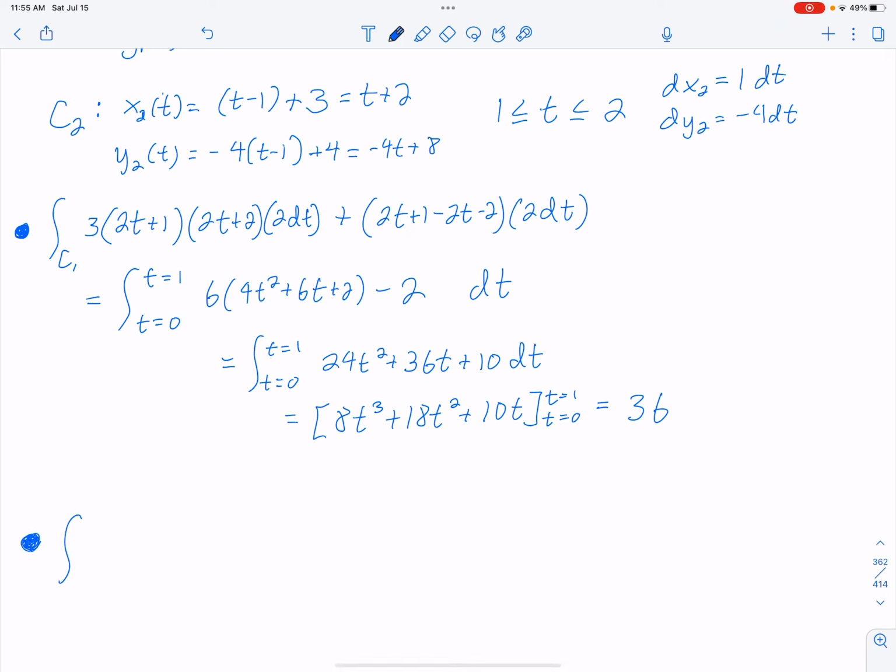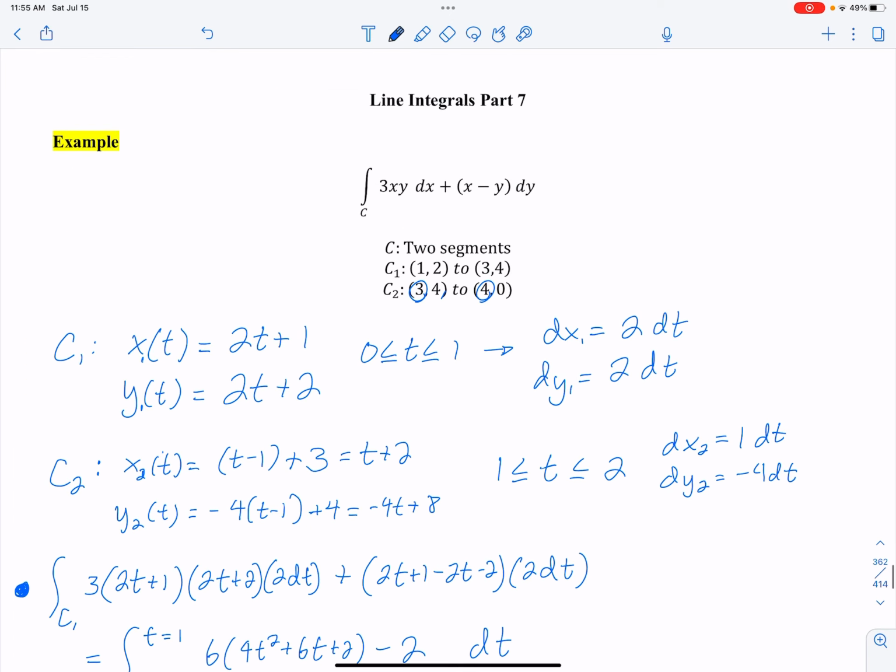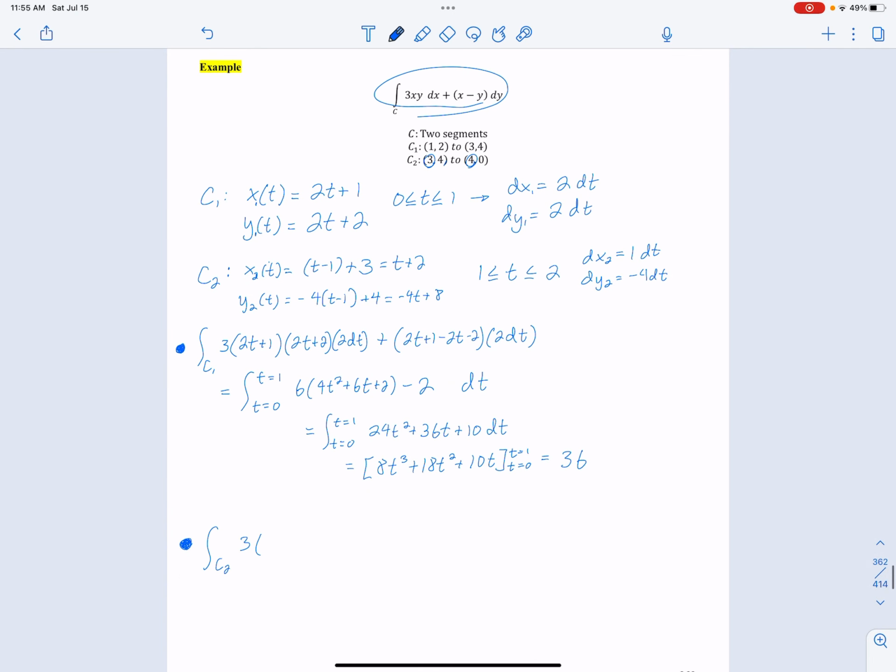So for C2, I'm going to plug in 3 times x. This is back up to this thing. I'm going to zoom out, maybe that'll help. Okay, I have 3, and then x, in this case, is 2t plus 2, times negative 4t plus 8. That's y. And then dx in this case was just dt. Plus, okay, I have a minus now, x minus y. So t minus 4t is 5t, and then 2 minus 8 is negative 6, and then times negative 4 dt.